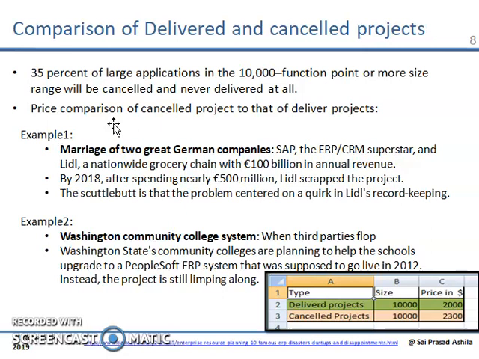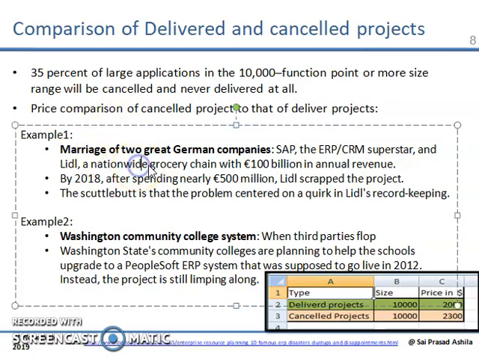Some examples are given below. The first is two German companies, SAP, the ERP superstar, and Lidl, a nationwide grocery chain with 100 billion in annual revenue. In 2018, after spending 500 million, the project was scrapped. The Washington Community System, a third party's project, was a flop. The Washington State College planned to help schools upgrade to the PeopleSoft ERP, which was not successful.